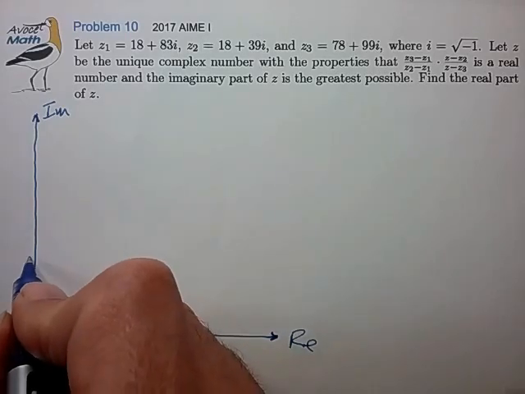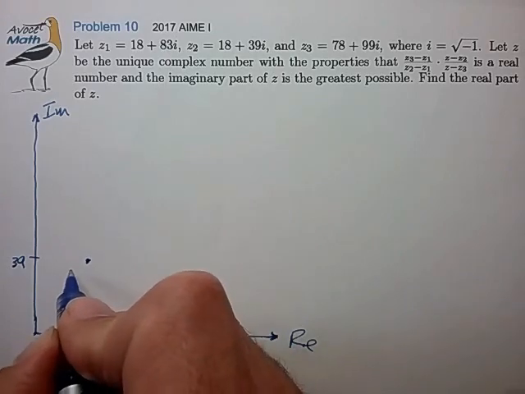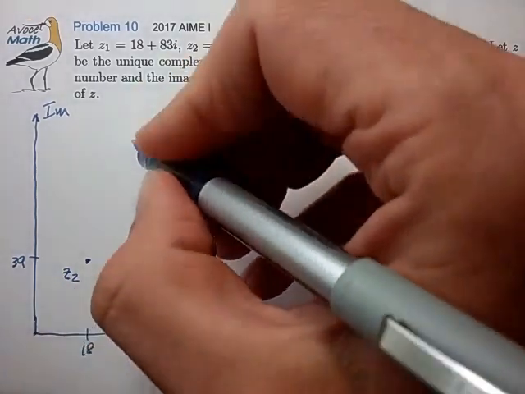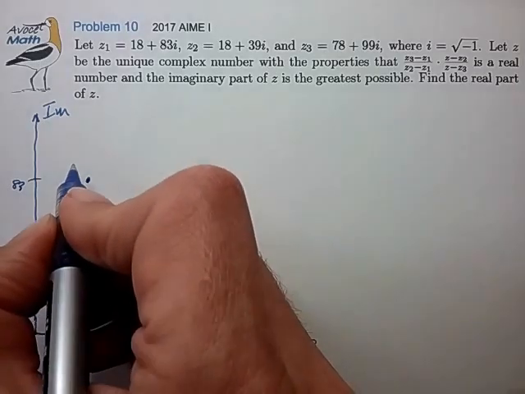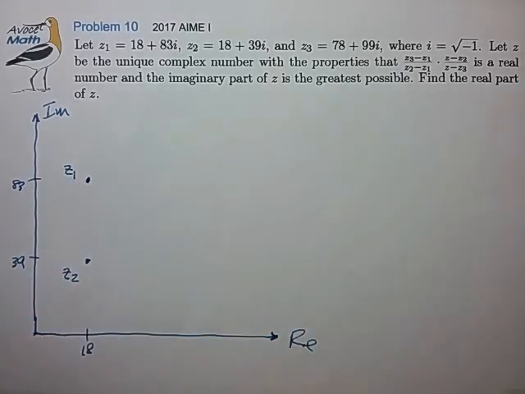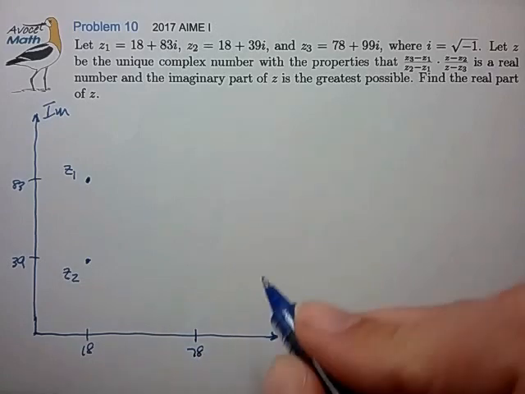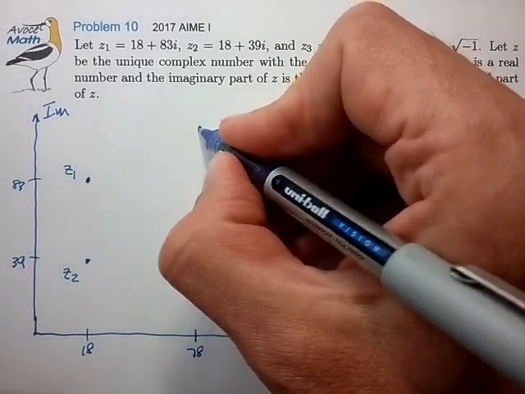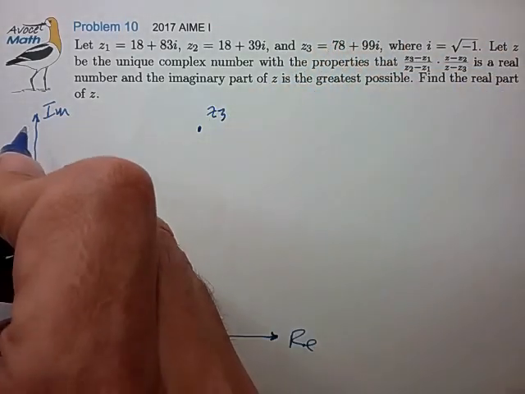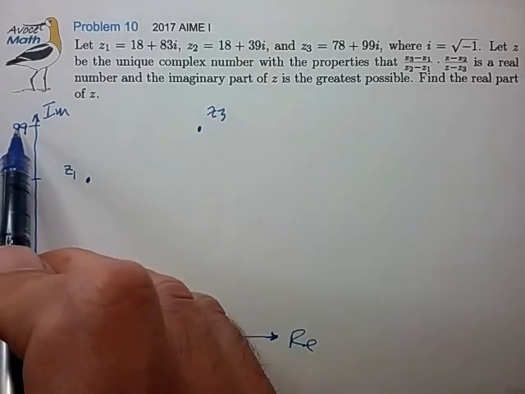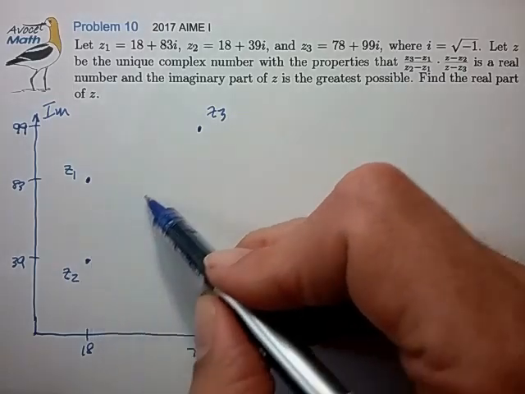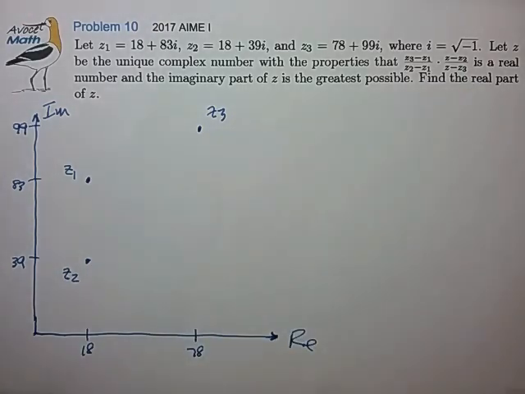So we have Z2 located at 18, 39. Z1 is just above that, at 83 on the imaginary axis and 18 on the real. We have Z3 located at 78 on the real axis and 99 on the imaginary axis. Okay, so that looks pretty clear. I noticed that this is a delta of 60, this is a delta of 60, so it looks like Z2 to Z3 lies along a 45-degree line, so that may be helpful later on.